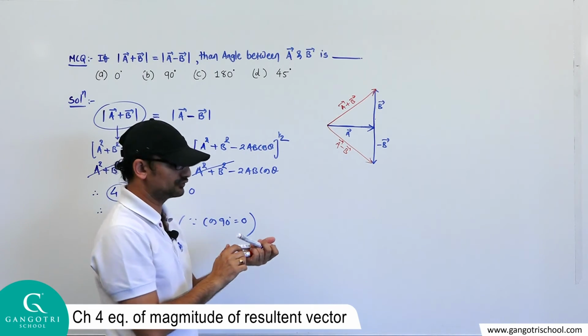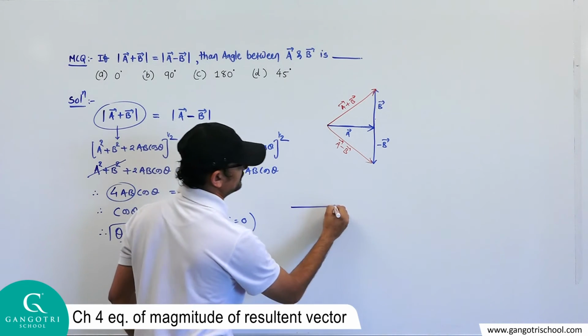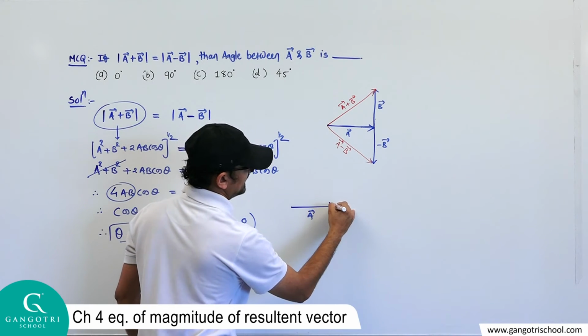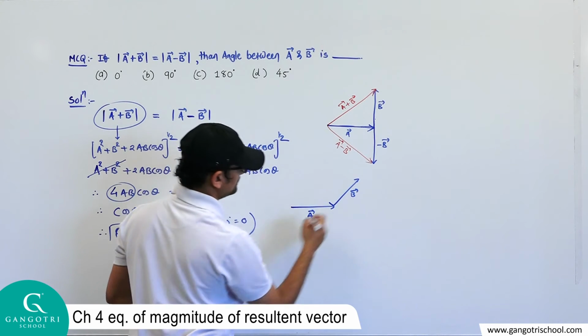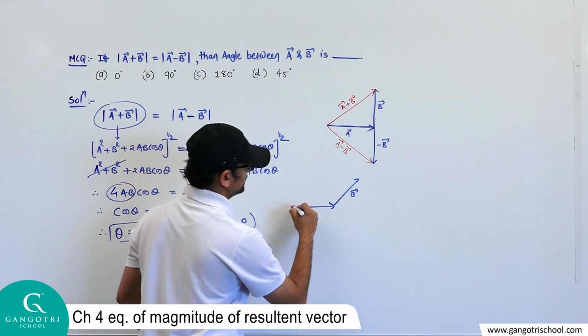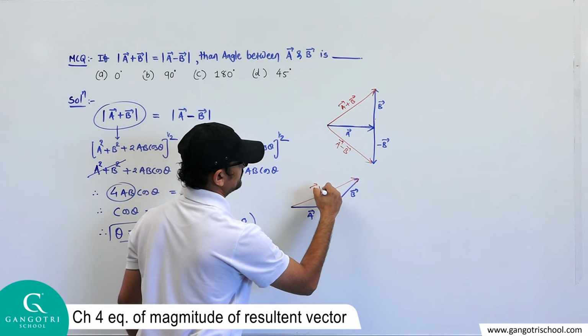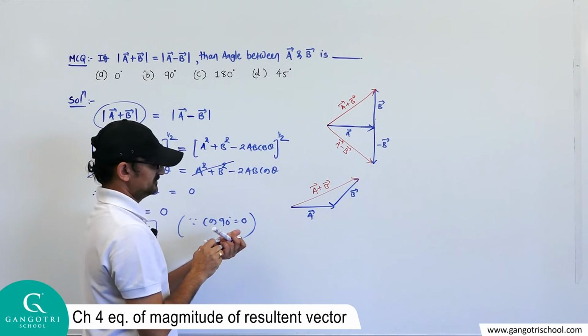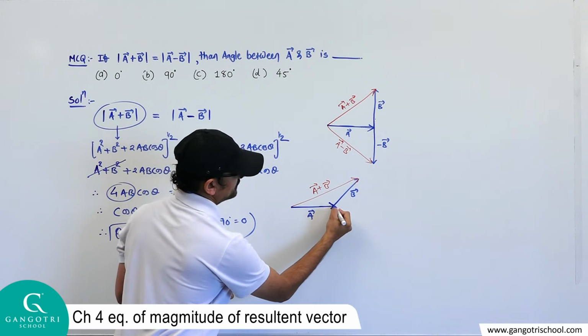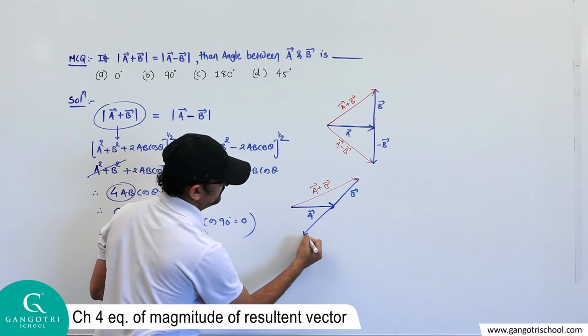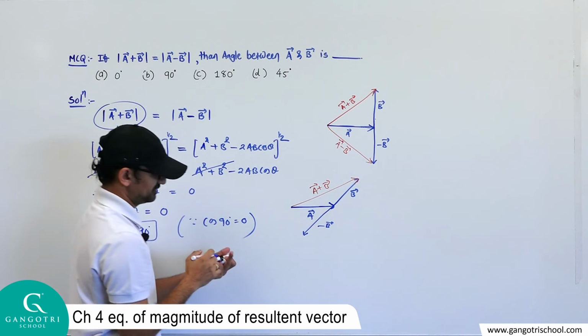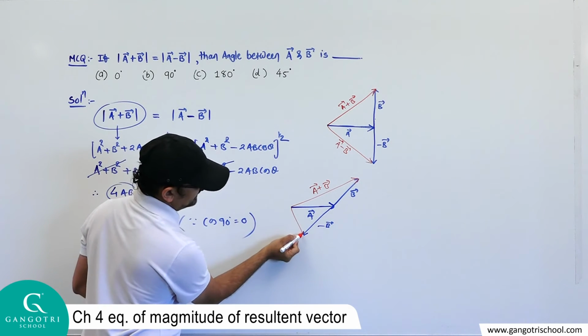For example, I'll draw the wrong diagram. Suppose this is vector A and this is vector B. So this is the resultant of A and B, this is A plus B. Now this is vector A. From the head this is B, so this is minus B, opposite to B. So this is A minus B.